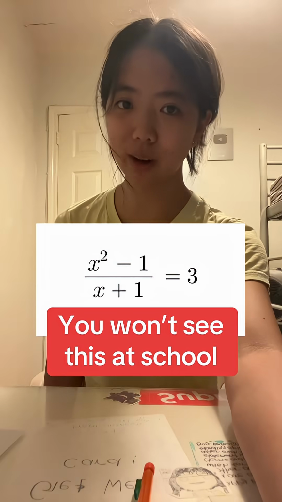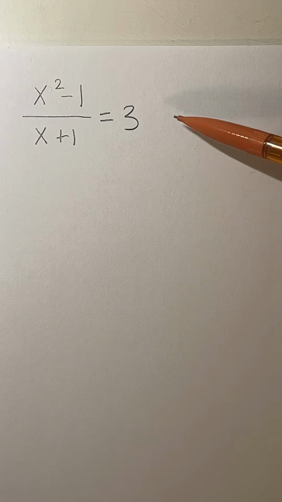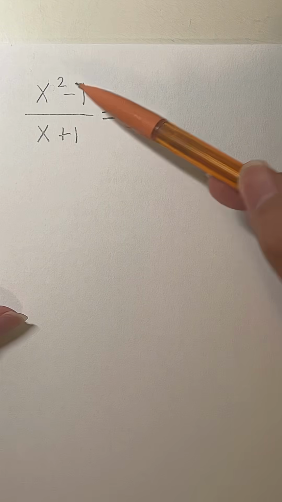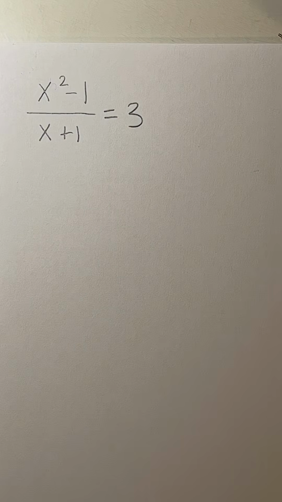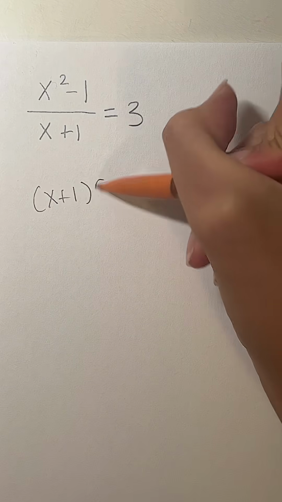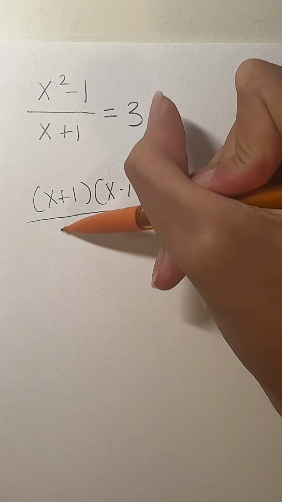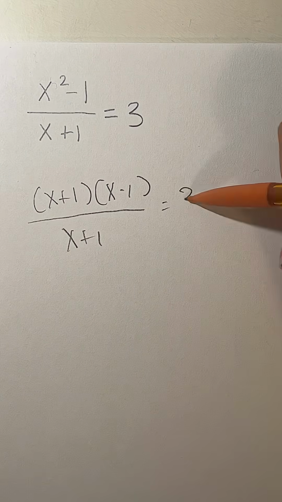You won't see this at school. It's tempting to multiply x plus 1 on both sides to just get rid of the denominator, but actually let's rewrite x squared minus 1. That is a difference of squares, which could be factored into x plus 1 times x minus 1. You should memorize that. And that's over x plus 1 equal to 3.